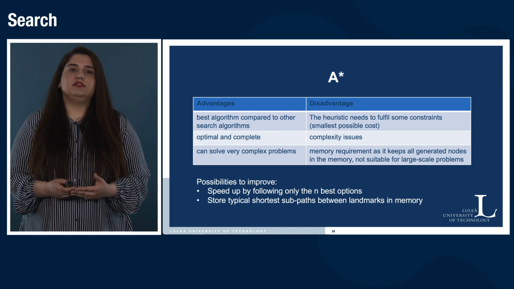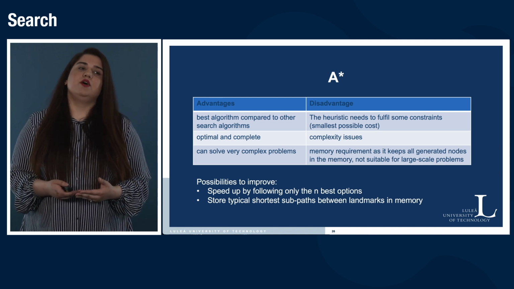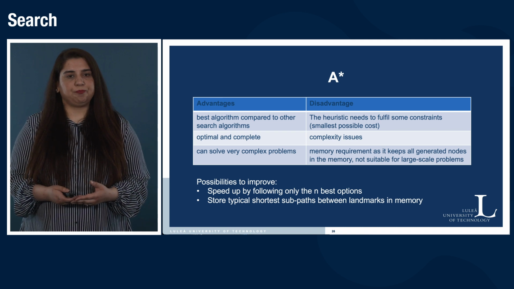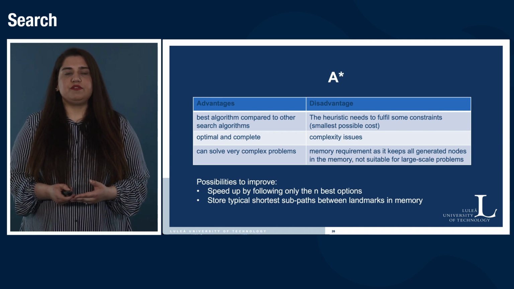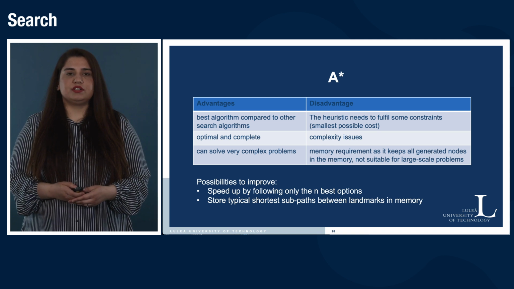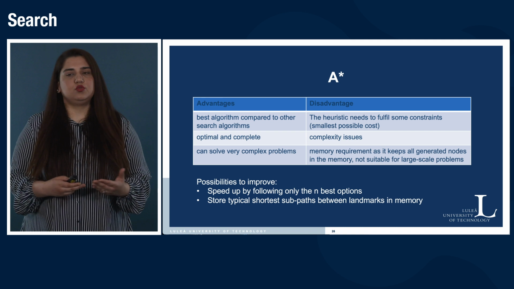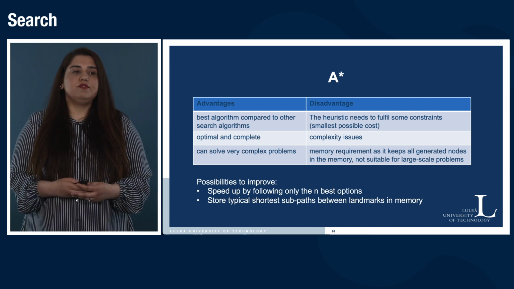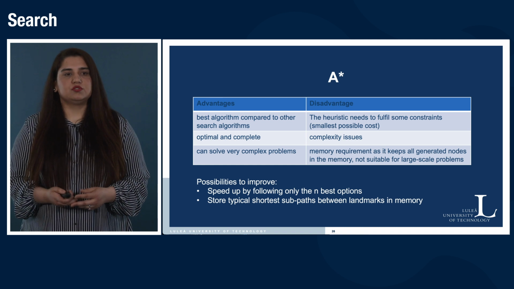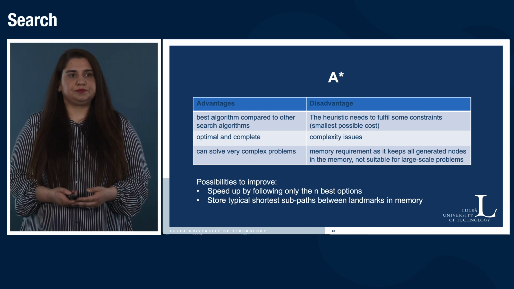But we have some possibilities to improve the A-star algorithm as well, which is we can speed it up by following only the n best options. In the previous example you saw we had 4 different paths that could be traversed, and we could choose the 2 best and analyze them and ignore the rest and not compute them. Or we can store typical shortest subpaths between the landmarks in memory. So, here we can improve the memory storage as well.